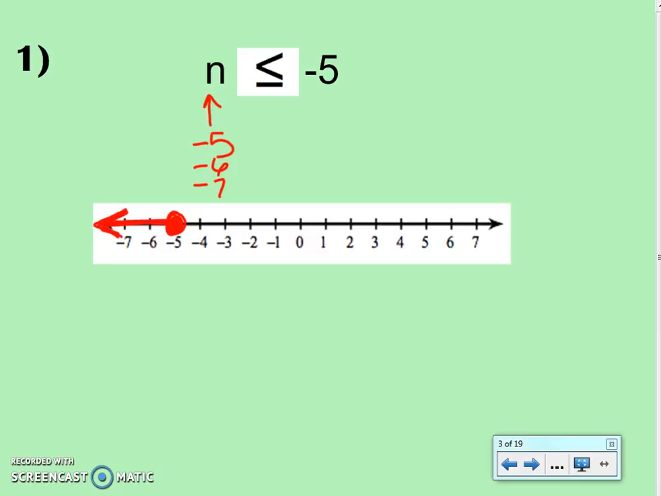A little trick to help you remember which way to shade is to do this. You take a stick and you draw it in the middle of your inequality symbol, and that looks like the arrow is pointing to the left. So you shade to the left. Okay, let's do another one.